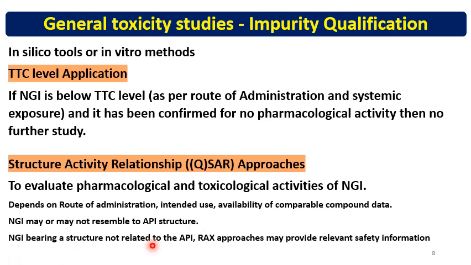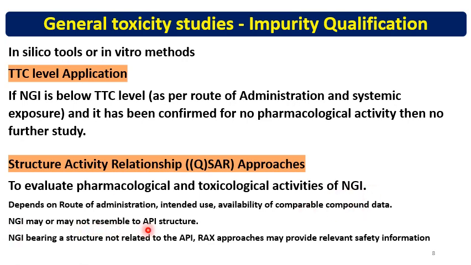NGI bearing a structure not related to the API, RAX approaches may provide relevant safety information. RAX means read across approaches. The meaning of this terminology is that the qualification is based on the route of administration, intended use, in which condition the product is being used, and whether there is any available data for comparison purposes for the NGI activity.